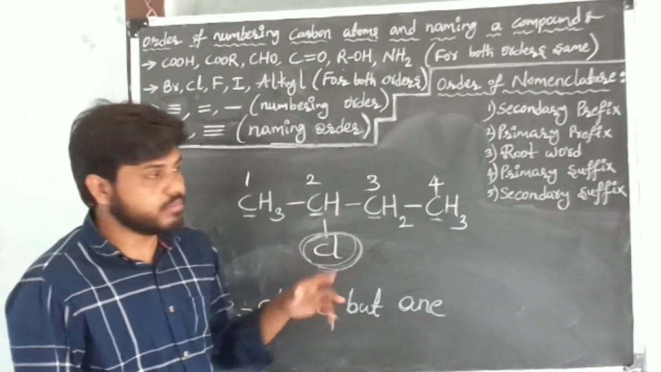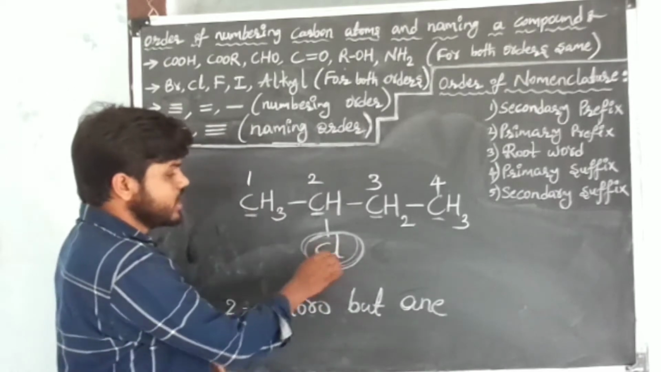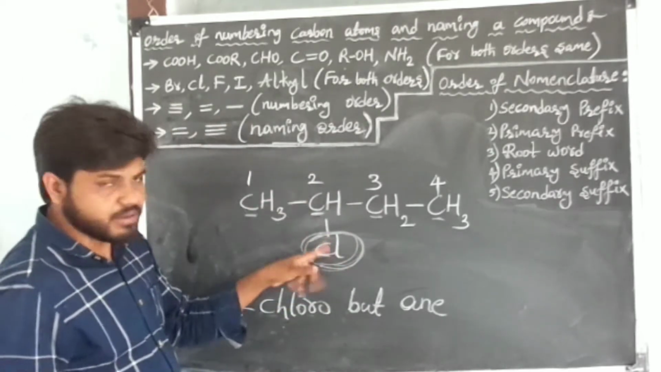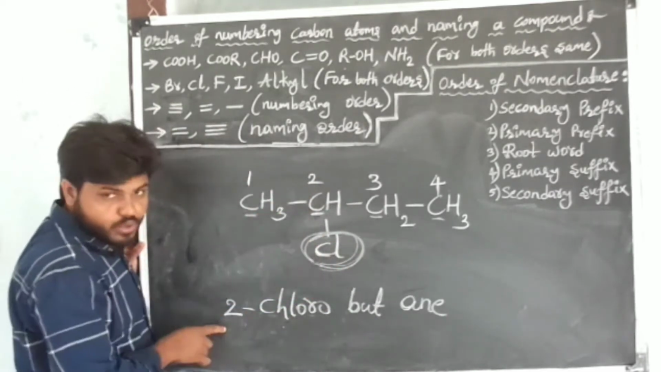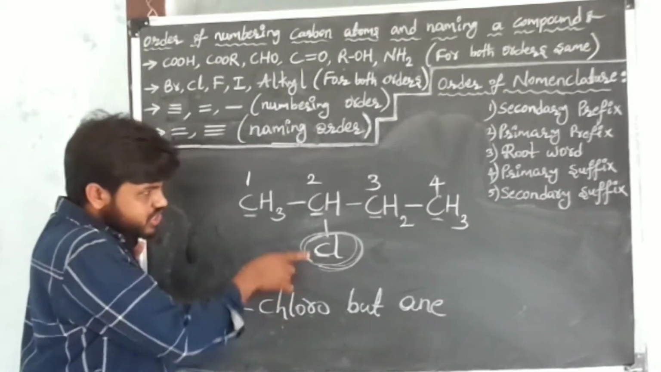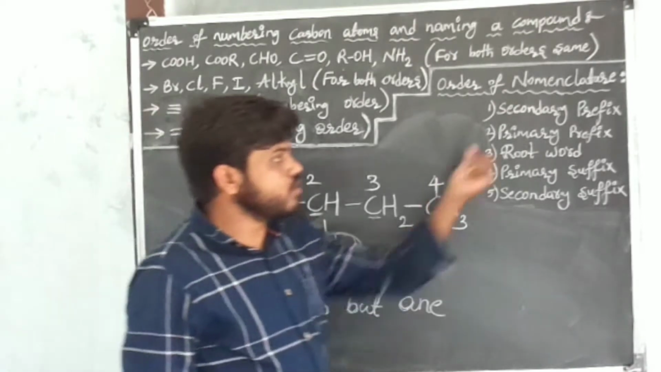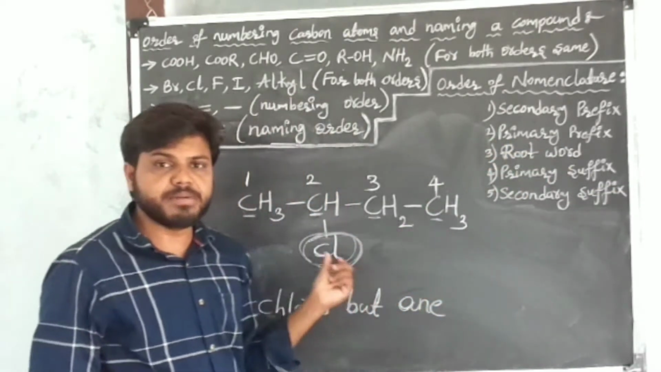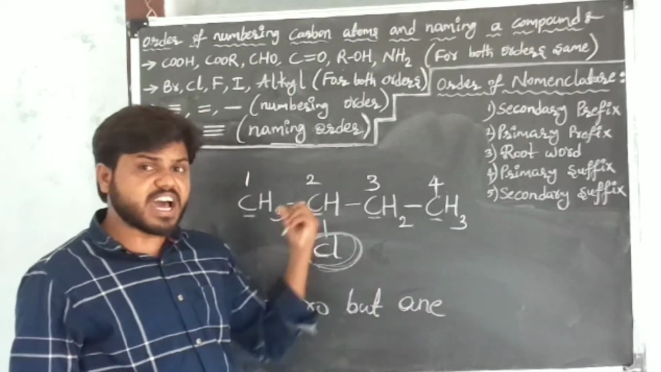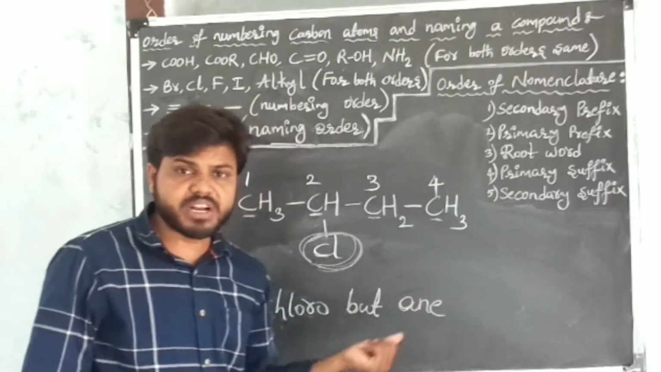After giving numbers, first write the second prefix. Here the second prefix is chlorine. Its position is 2, and its prefix is chloro. I first wrote the position, then the prefix chloro. After chlorine, go to the primary prefix. Here the primary prefix is cyclic. Cyclic is not present in the given carbon compound, then go to the root word. Root word means the number of carbon atoms.